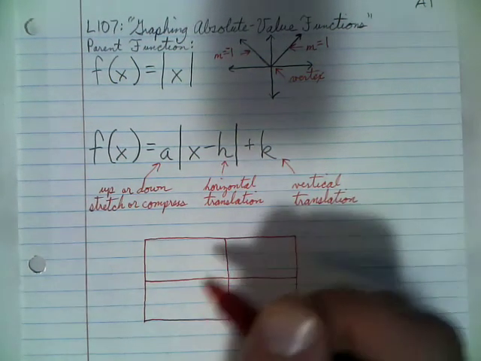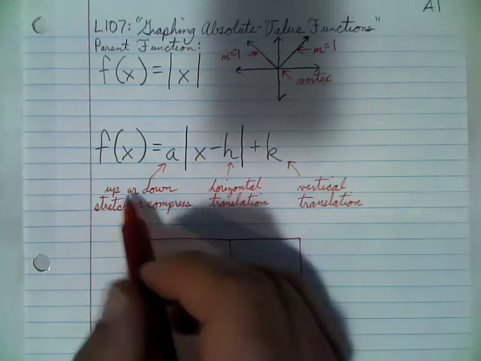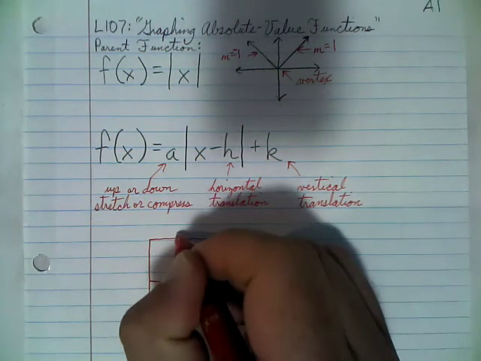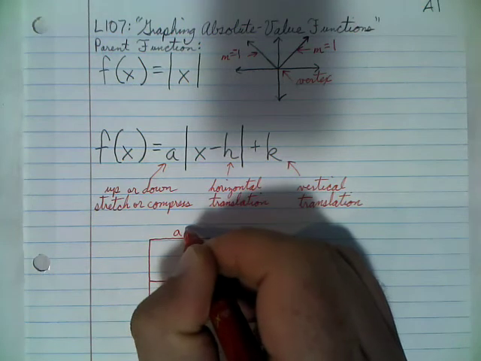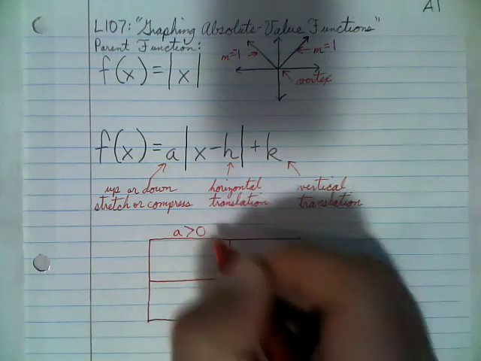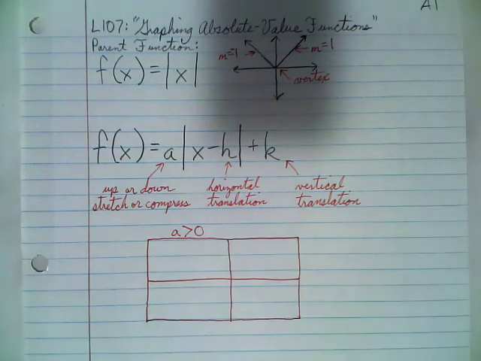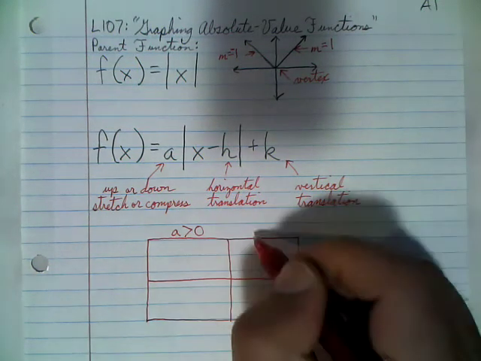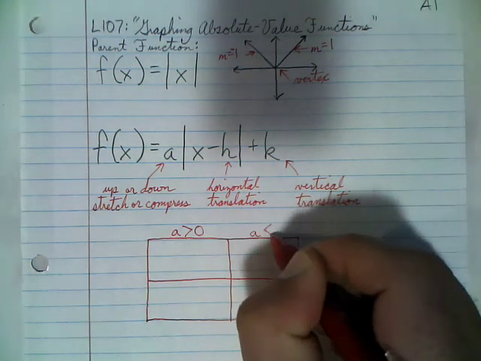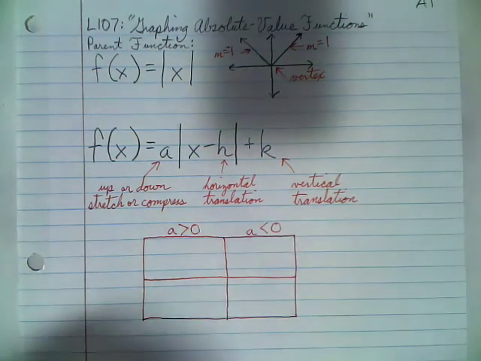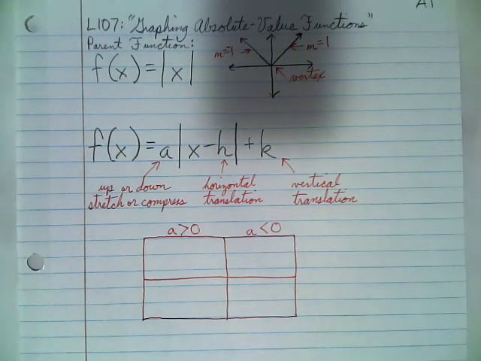So there's a few things that we need to look at. First of all, up or down. If A is greater than 0, then my graph is going to open up, just like our parabolas would open up. If A is less than 0, our graph will open down, just like our parabolas opened down. So in that way, this is similar to our quadratic functions.